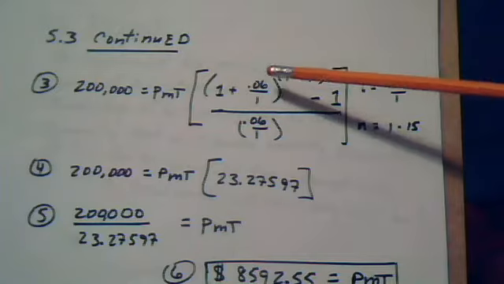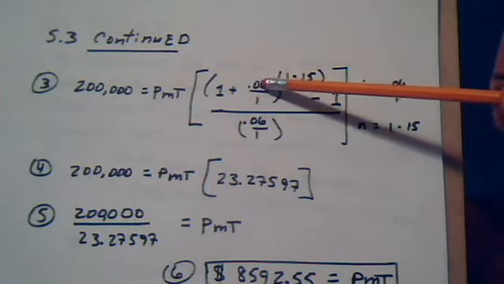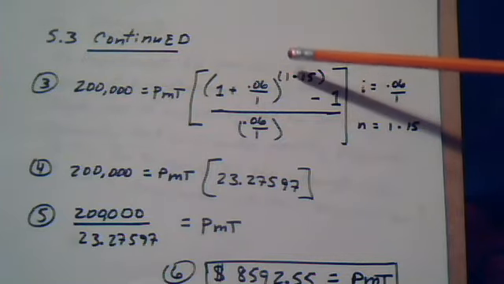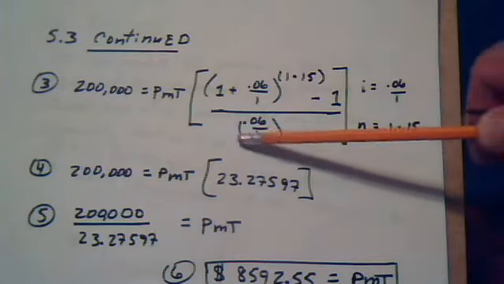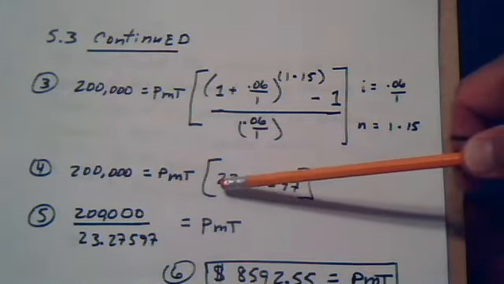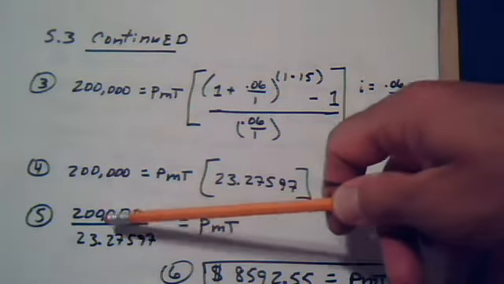Recommendation, don't try to key it in all at once. Key this portion, hit enter. Key the power, hit enter, -1, enter, divided by this amount, enter. That will give you a number. Here's the number you should get. Now you divide both sides by that number.